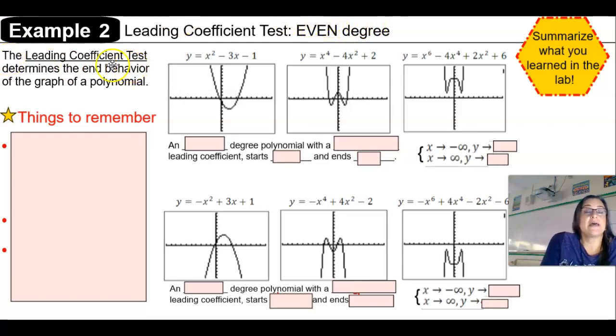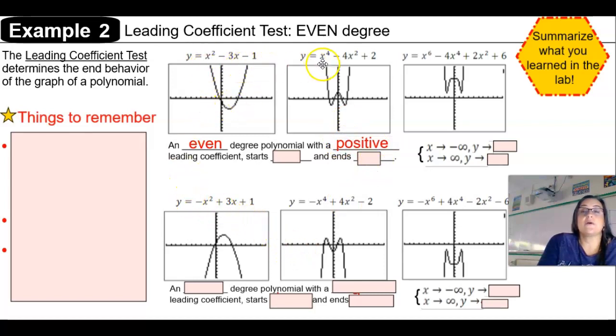So the leading coefficient test determines the end behavior of the graph of the polynomial. When you look at these three examples, these are all even degree polynomials. This parabola here is a quadratic. Then we have an x to the fourth, a fourth degree trinomial, and then a sixth degree four-term polynomial example here on the end. We can see in all three of these that they're even degree and that each one has a positive leading coefficient.